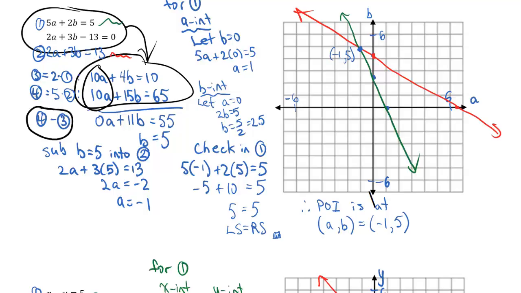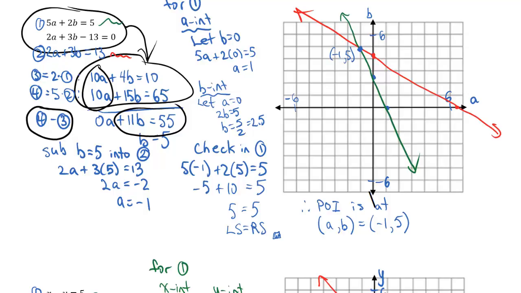Why didn't I go 3 minus 4? You may have asked yourself that question. Well, you could do either. It doesn't matter. I chose to do 4 minus 3 so that these numbers here ended up being positive. But they both could have been negative, and they both would have canceled out, and you would have got B equals 5 either way. So it really didn't matter at all.